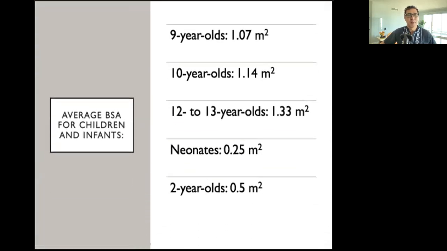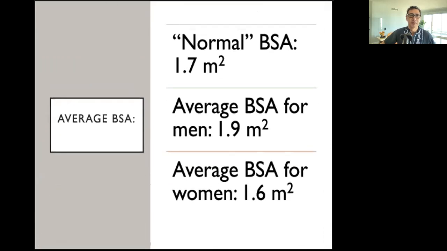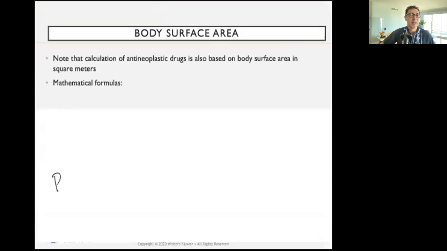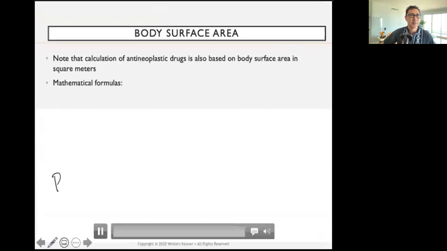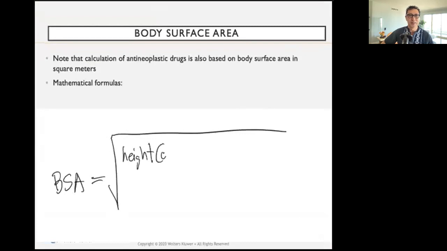Okay, so average body surface area for kids, it's right here. Here's the list, depending on the age. And for the adults, basic numbers, there's not much here to memorize. But what you do need to memorize is this. Body surface area. Now we're going to calculate it, and here's the formula for it. It's still simple math. There's a little bit of square root there. It's not as complicated as you think it is.